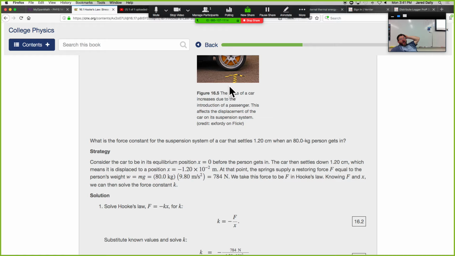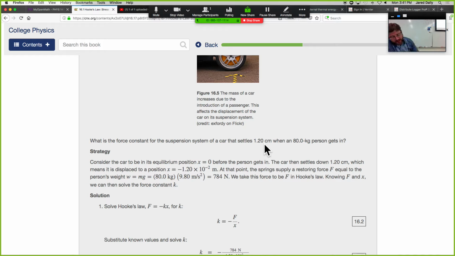So, before anybody gets in the car, we're going to say that the springs are not compressed or stretched. We're going to say that they're in equilibrium position. Once the 80 kilogram person gets in, we're going to have a 1.2 centimeter compression in the springs. And we want to figure out what is the spring constant of those springs.